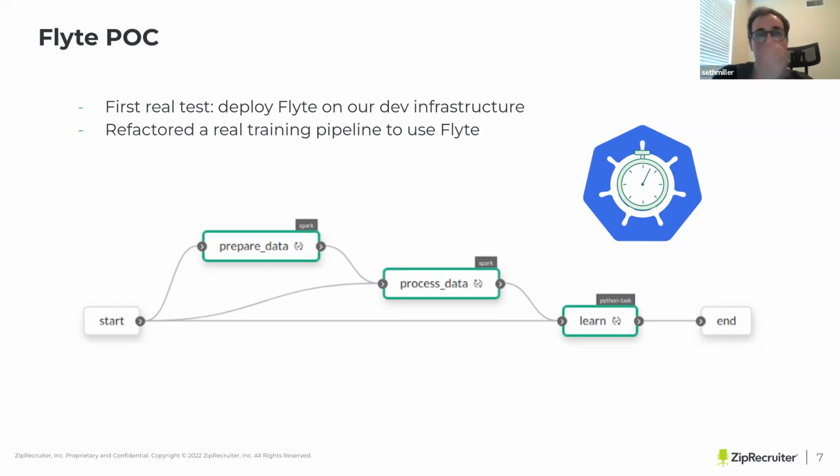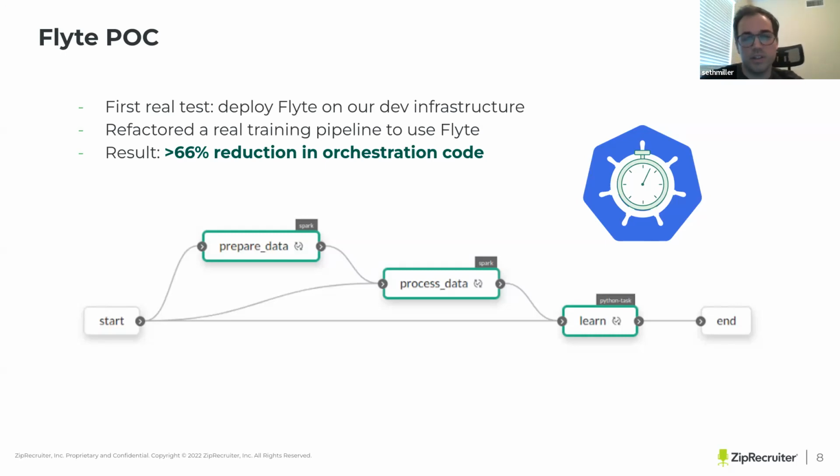But this was using the internal framework that was on top of Airflow before. So it was quite a bit of work just to decouple it from that framework first, so that we could then apply Flyte to it natively. What we got was over 66% reduction in orchestration code when we moved to Flyte. So that was a huge win, and we were really excited about that. And it worked really well.